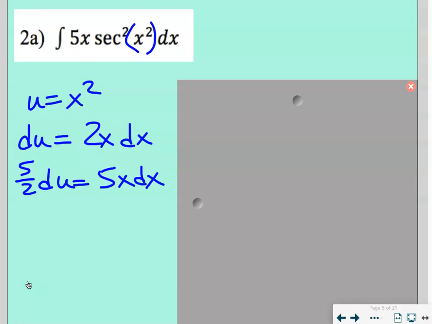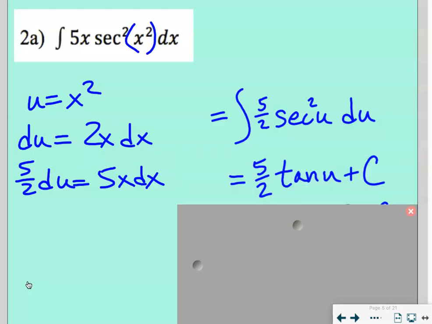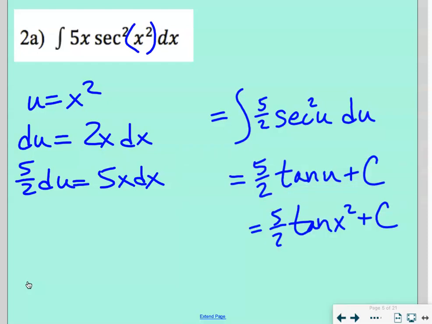So I replaced my x squared with the u, so I have secant squared u, and then 5x dx becomes 5 halves du. We end up with that. Oh, if only we knew the antiderivative of secant squared. What is it? It's tangent. 5 halves tan u plus c. Go back to x's. 5 halves tangent of x squared plus c.